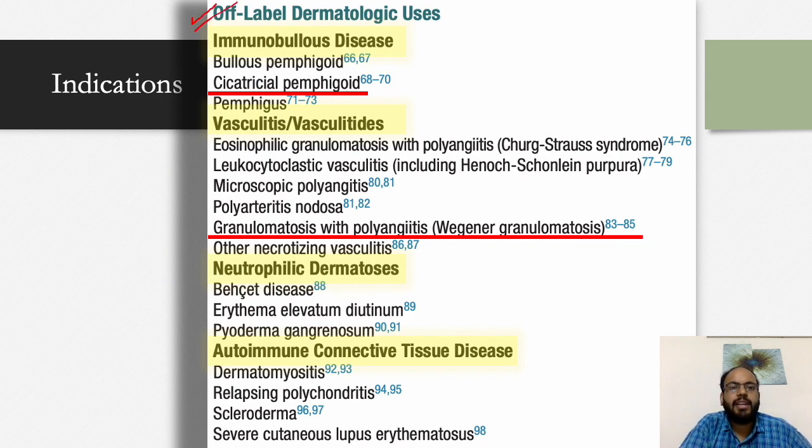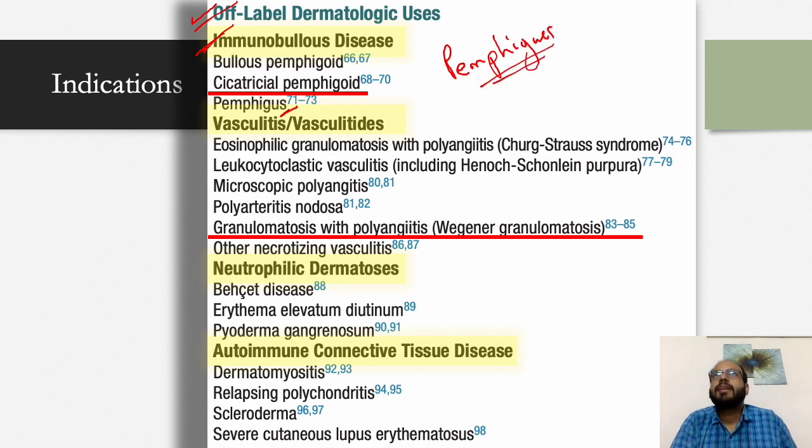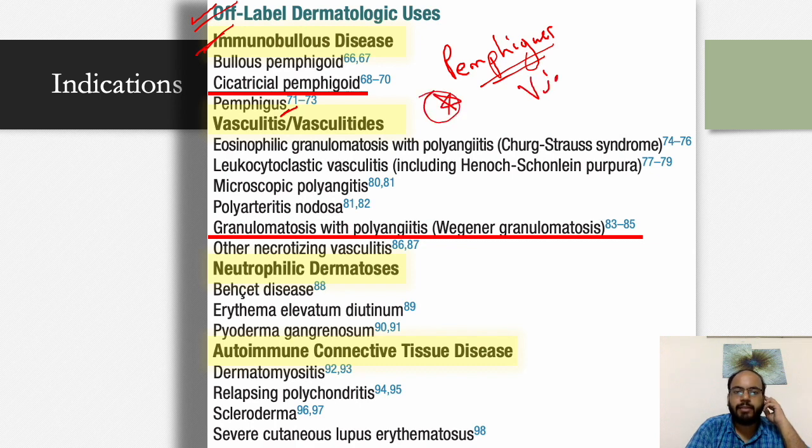Now, all other indications are off-label as compared to FDA. And again, whenever we are remembering the indications, we just have to remember the headings. So in immunobullous disease, bullous pemphigoid, cicatricial pemphigoid, and pemphigus. But in Indian scenario, use of cyclophosphamide in pemphigus is one of the major uses of cyclophosphamide that we see in our training as residents and also in our practice. We use it majorly in treatment of pemphigus vulgaris.